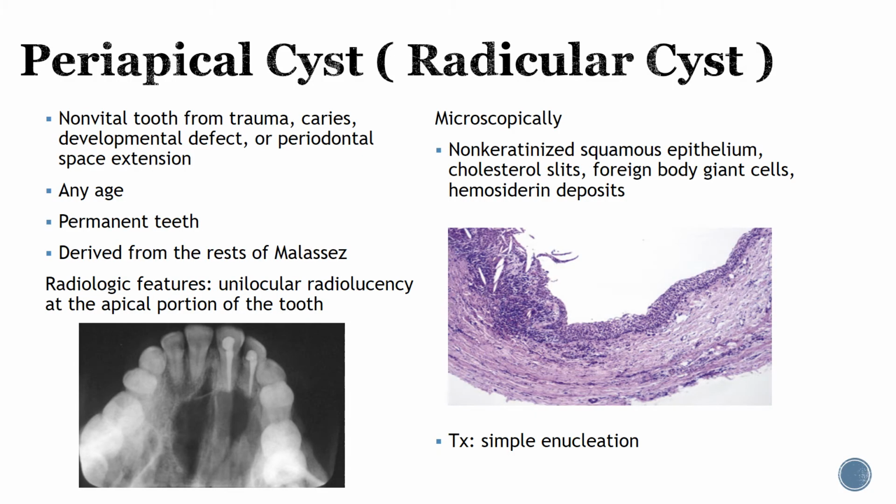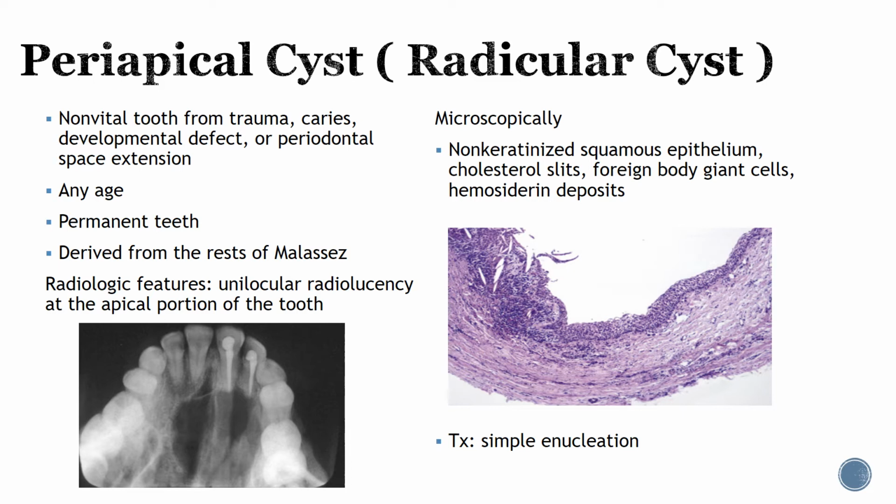A periapical cyst, or radicular cyst, must be associated with a non-vital tooth. The tooth may be rendered non-vital by trauma, caries, developmental defect, or periodontal space extension. This cyst may be seen at any age, although permanent teeth are more likely to be involved than deciduous teeth. They are derived from the rests of Malassez. Radiologically, this cyst presents as a unilocular radiolucency at the apical portion of the tooth. These are long-standing neglected lesions that can get quite large, although most are less than 1 centimeter in diameter.